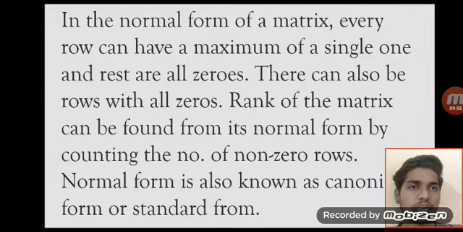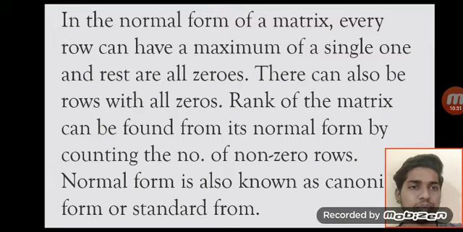In the normal form of a matrix, every row can have a maximum of a single one, and the rest are all zeros. There can also be rows with all zeros. The rank of the matrix can be found from its normal form by counting the number of non-zero rows.